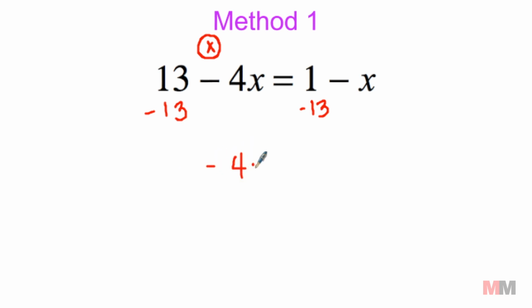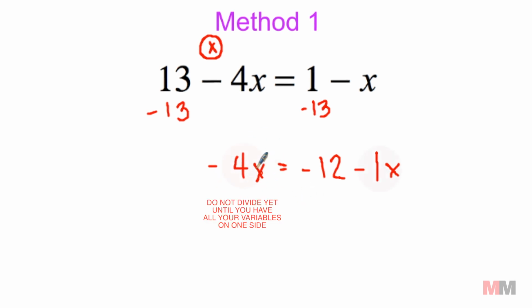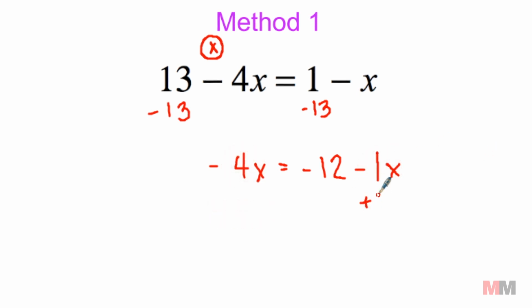Now you're left with 4x equals negative 12 minus x. And if you're getting confused, if that doesn't have a number, you can even put 1x. You can put a 1 right there if you want. Same thing. Before you get tempted to divide by negative 4, do not just divide by negative 4 to get x by itself, because x is not by itself yet. You have to gather all the x's on one side. So you have to move this minus 1x by adding 1x to the other side.